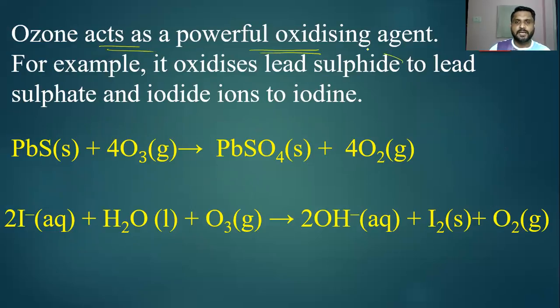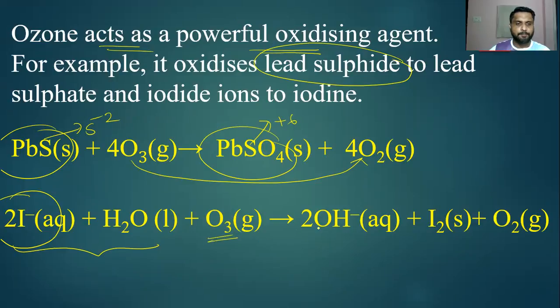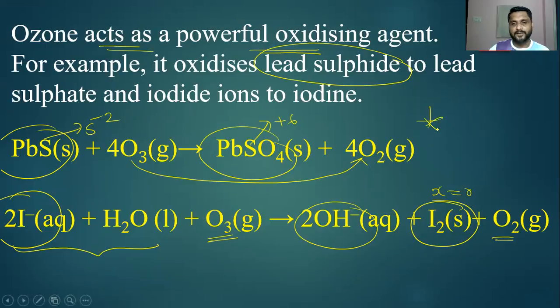Okay, now we have ozone as a powerful oxidizing agent. It oxidizes lead sulfide to lead sulfate. Sulfide with -2, here sulfur becomes +6, and O3 becomes O2. Similarly, aqueous iodide ion, aqueous potassium iodide or aqueous sodium iodide, in the presence of ozone becomes iodine, getting oxidized to iodine. Iodine oxidation number is 0, water becomes hydroxide ion, and O3 becomes O2. So this is the oxidizing nature of ozone. Important one, generally asked in the board exam, and important for the CET also.